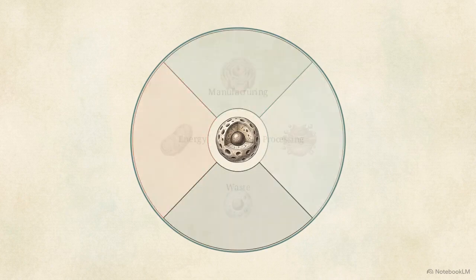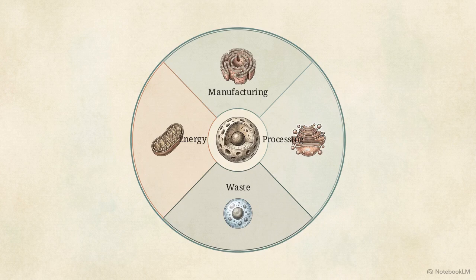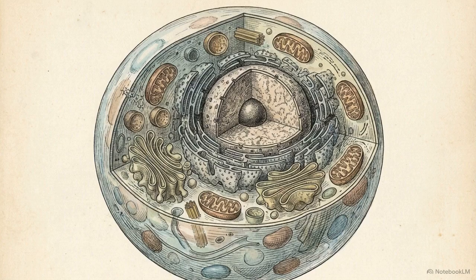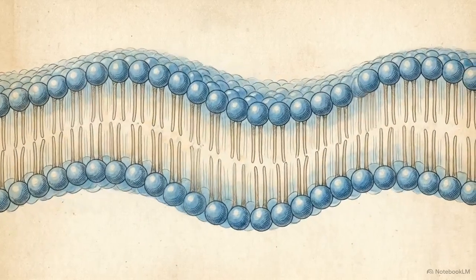The cell organizes its interior into specialized compartments, ensuring that different chemical tasks can happen simultaneously without interfering with one another. To understand the nature of life, we have to look at how these individual specks of matter solve the physical requirements of survival. Maintaining internal order requires a border.